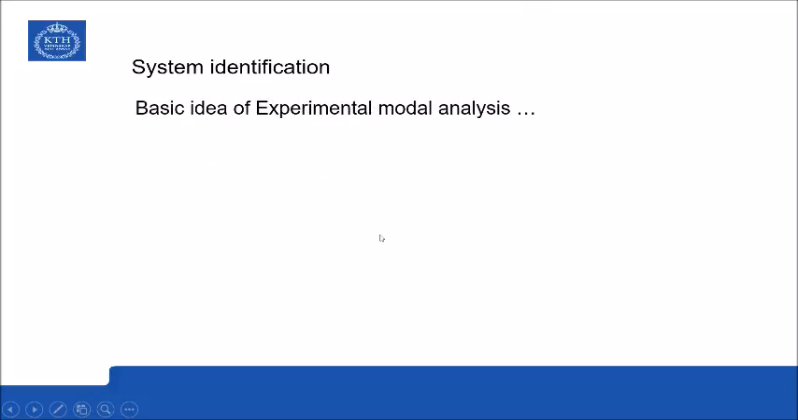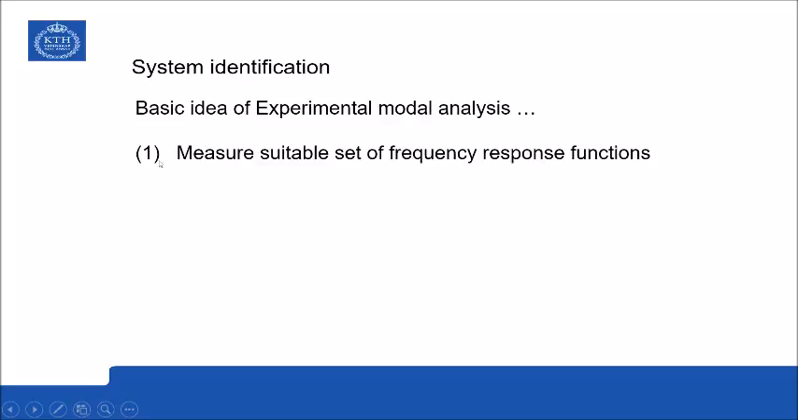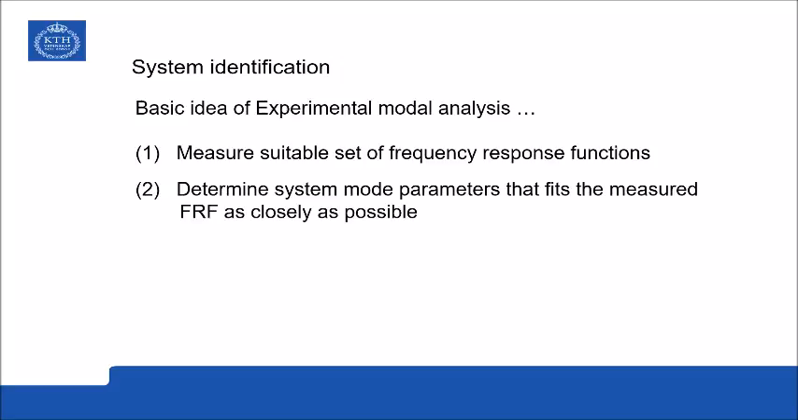So the basic idea of experimental modal analysis is in fact to first measure a suitable set of frequency response functions. Suitable here means that you should select observation points and the frequency region that is suitable for your application. Secondly, with the measured frequency response functions, you should determine system mode parameters that fit the measured frequency response functions as closely as possible. That is normally done with numerical methods. And thirdly, of course, when you have your modal model, then you are ready to use this model in some way to identify a problem maybe, what causes resonant vibration, for instance, or some other useful application of the model.